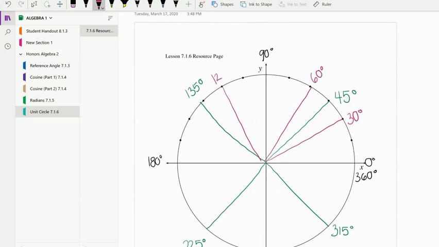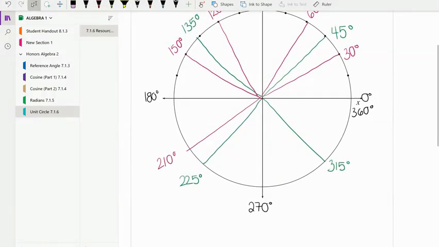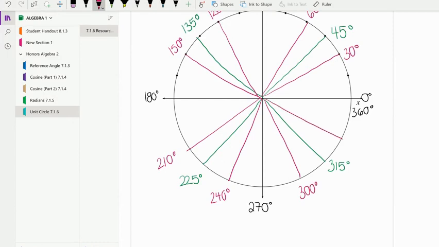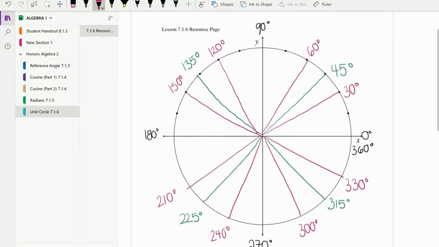Next would be 120 degrees. Next would be 150. After that would be 180. And then we have 210. And then we have 240, 270, 300, and 330. So remember, you could always pause if I'm going too fast.